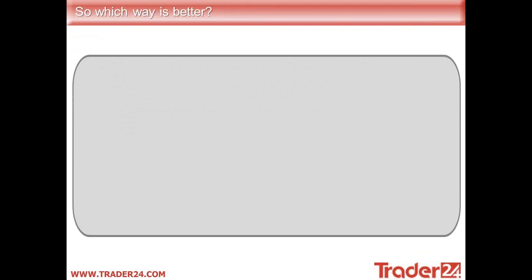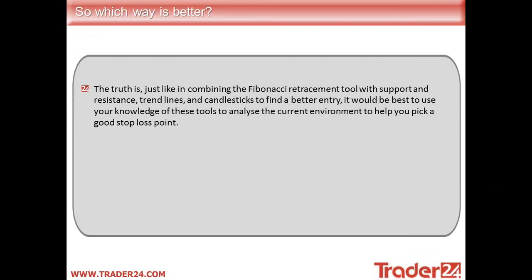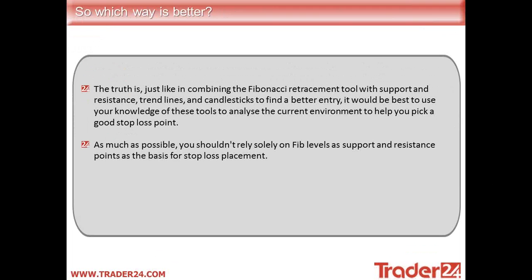Okay, so which way is better? The truth is, just like in combining the Fibonacci retracement tool, support and resistance lines, trend lines, or candlesticks to find a better entry, it would be best to use your knowledge of these tools to analyze the current environment to help you pick a good stop loss point. So I don't just like to use Fibonacci's. I use a multitude of different indicators. So you could use all three of these things to come up with a better stop loss point. As much as possible, you shouldn't rely solely on Fib levels or support and resistance levels as the basis for stop loss placements.